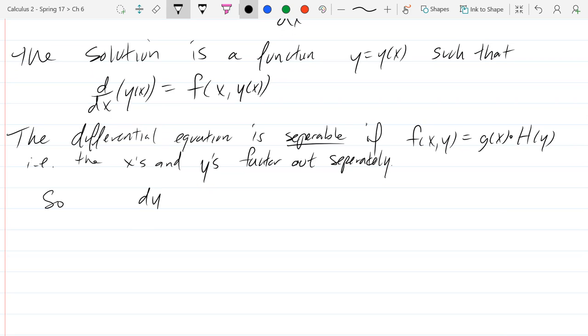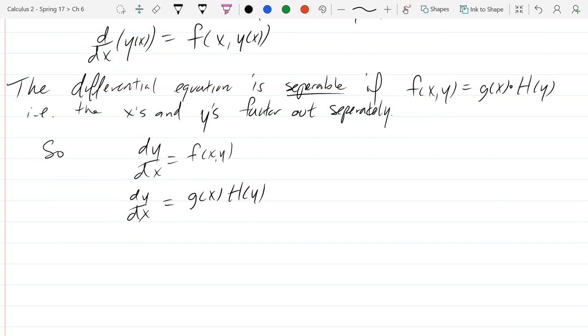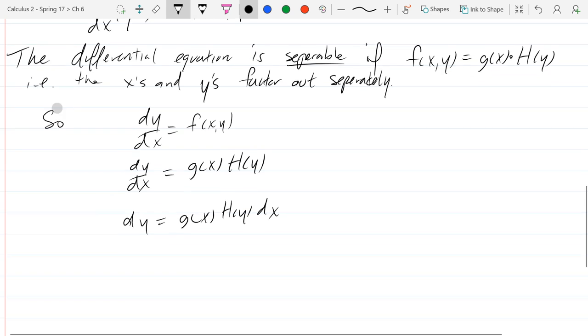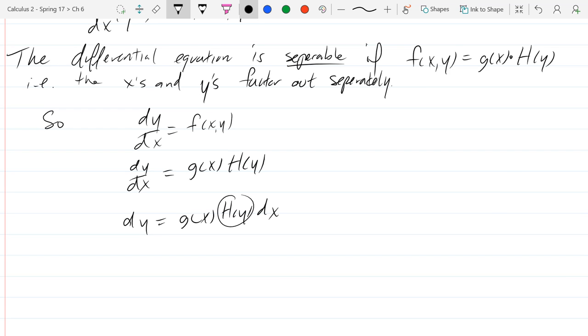So we had that dy/dx equals f of x, y. And if you can separate the x's and y's, if you can turn f into a function of x times a function of y, now we just separate. We're going to treat dy/dx like a fraction, and we're going to multiply by dx. And then get the h of y term out of there. So we'll divide by h of y.